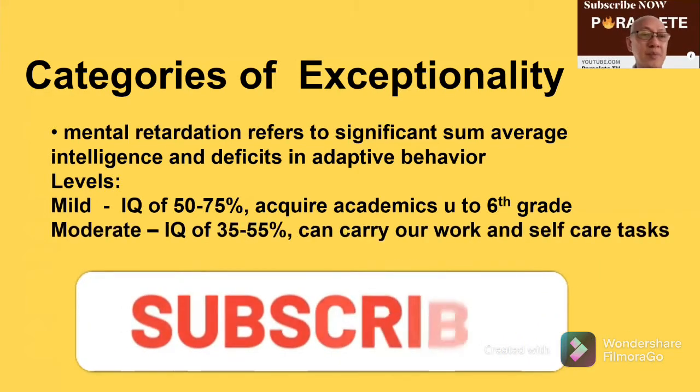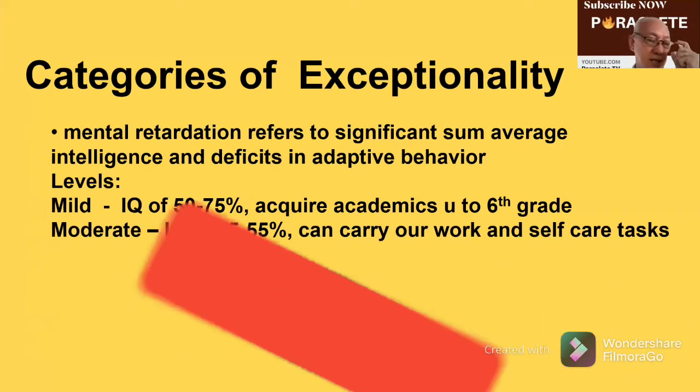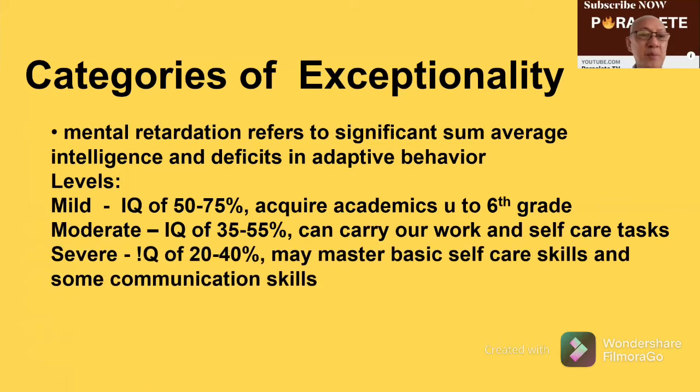students or pupils. Then we have the next, which is moderate. These are students and pupils who have mental retardation with an IQ average of 35 to 55. They can carry out work and have self-care tasks, but they need to be taught repeatedly the simple self-care tasks, such as wearing their shoes, lacing their shoes, or, for example, keeping the waste, throwing it in the trash cans.